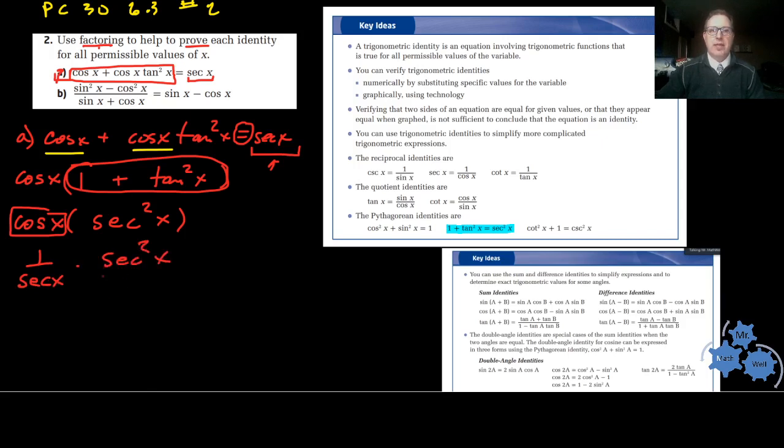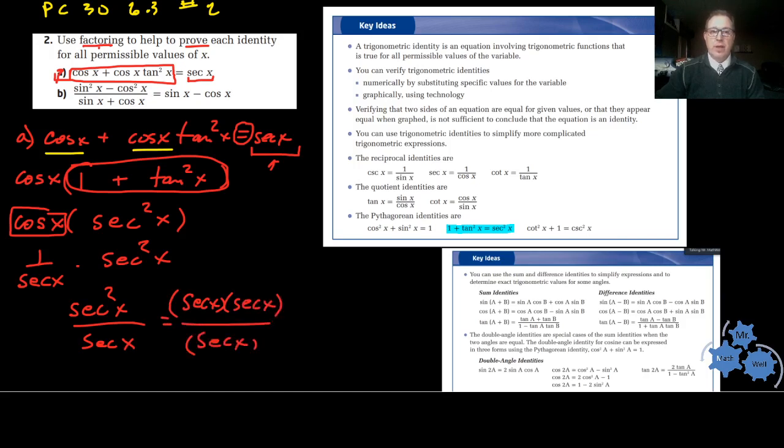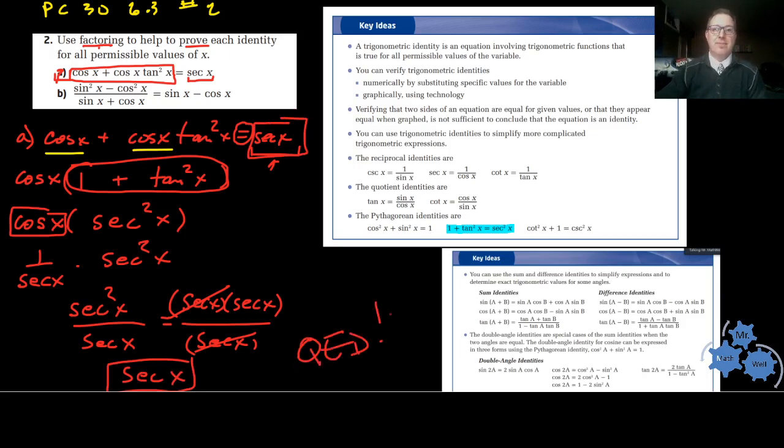So now I have 1 over secant x times secant squared x. Well, that's the same as secant squared x over secant x, right? And so if I simplify that, remember this is secant x times secant x all over secant x, okay? So really, because they're factors, I can eliminate one and you're left with secant x. And there you go. You've got the left side after this manipulation equal to the right side, so you have proven it. QED. It's done. All right?